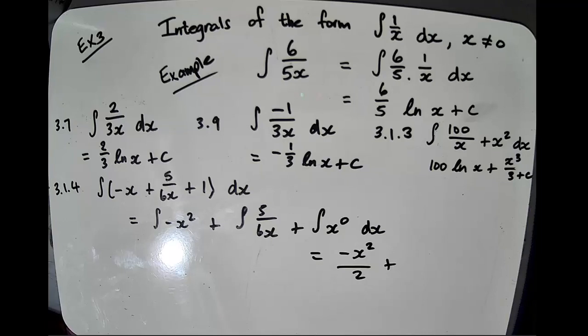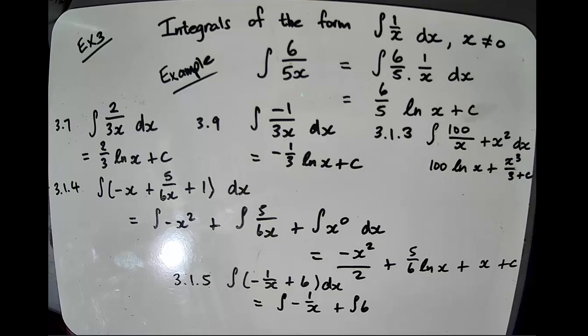Right, so the first one will be minus x squared over 2. Right, the next one will be 5 over 6 ln x. Right, and the last one will be x plus c. Do note here, I made a mistake and I wrote this 2 in by mistake. This is minus x, so here will be minus x. Now our answer will be add 1 to the exponent, will give us 2 over 2. This is an error here. Take away this 2.